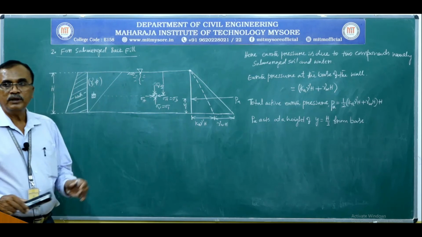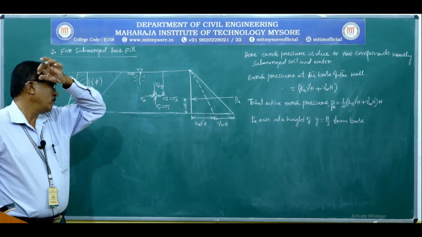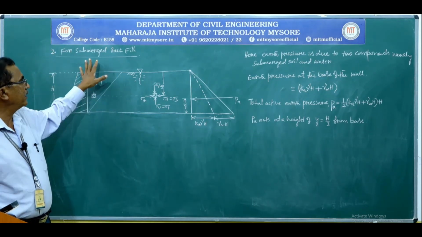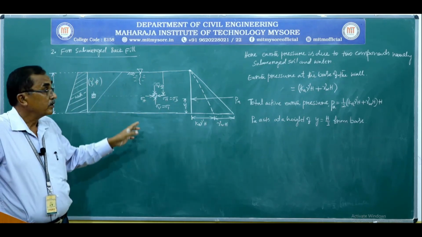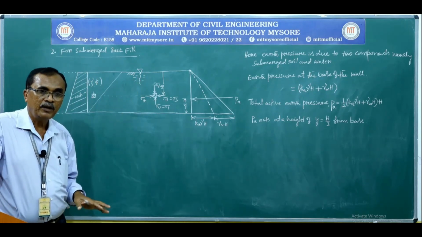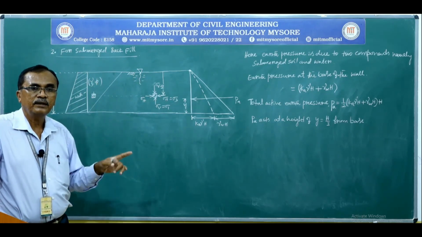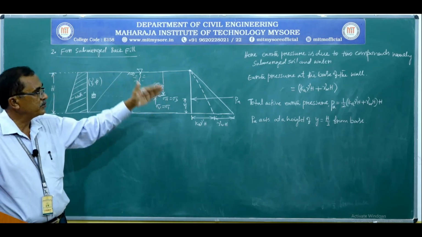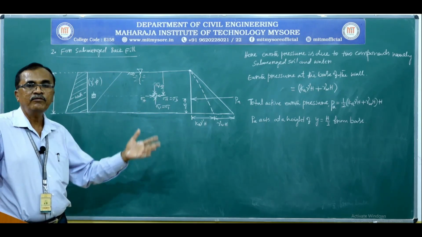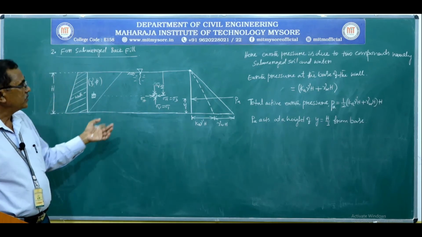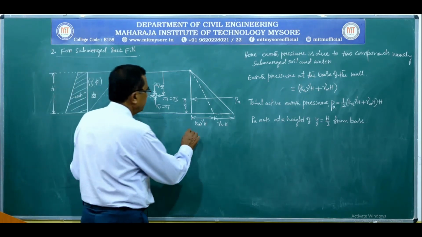So if you know the first case, we get the general expression K gamma into Z. By using that general expression, you can proceed with any type of backfill. So again, this is our pressure distribution diagram.